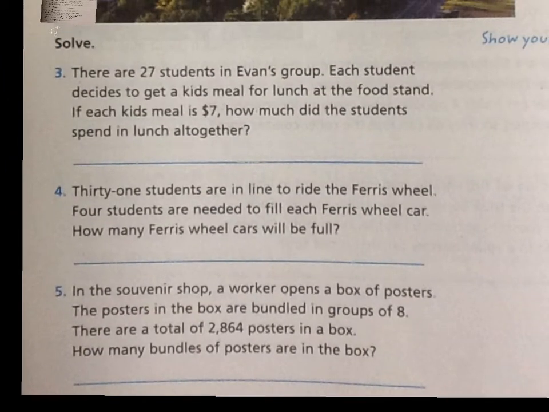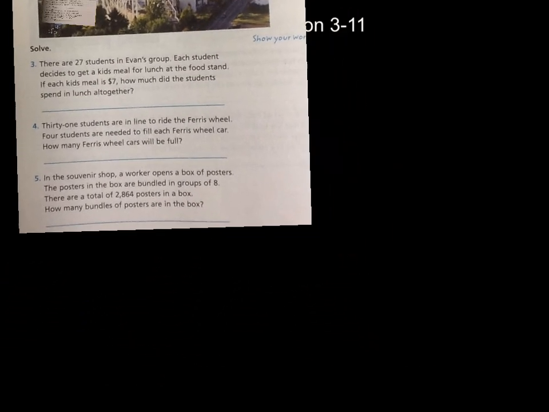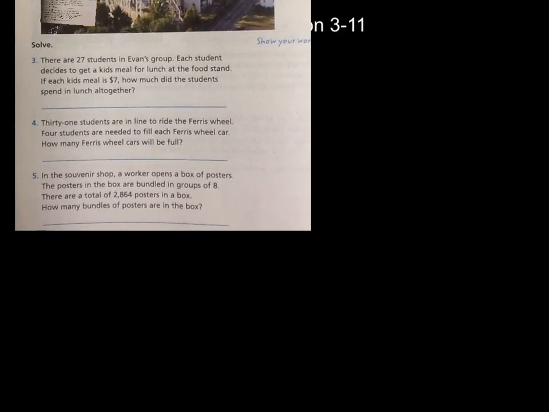It says there are 27 students in Evan's group. Each student decides to get a kid's meal for lunch at the food stand. If each kid's meal is $7, how much did the students spend together? Okay, so this is a different operation, meaning we're not doing division here. What we're doing now is taking 27 and multiplying it by 7, because that's what it's asking. If 27 kids all eat a $7 meal, you would multiply 27 times 7.